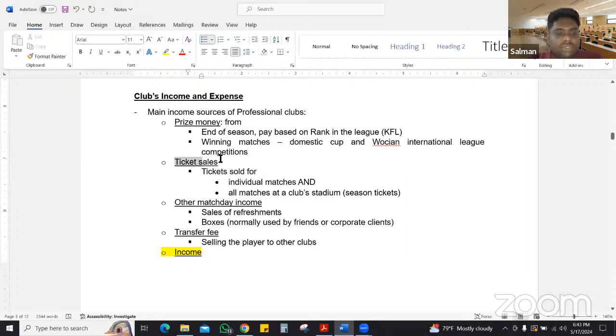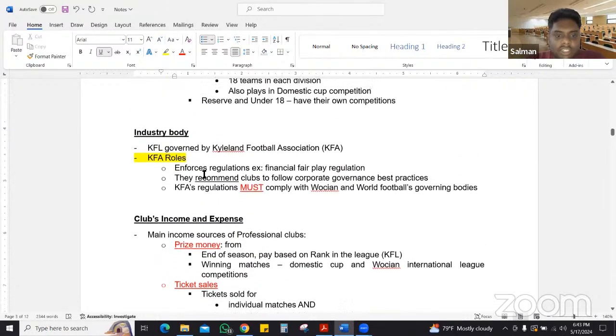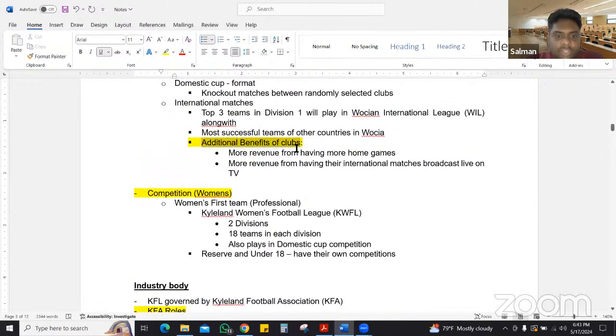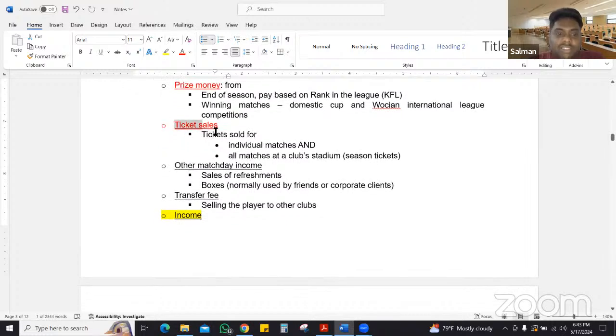The next income source, ticket sales. So this is what's really important. Earlier we discussed that clubs get more revenue from having more home games. So when the match is played at home, meaning the club's own ground, they will have more revenue. One of the main sources comes from ticket sales.